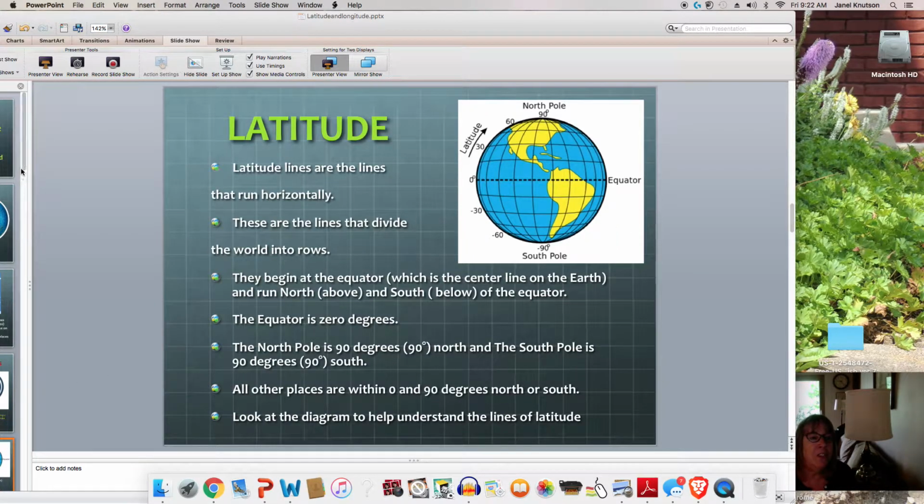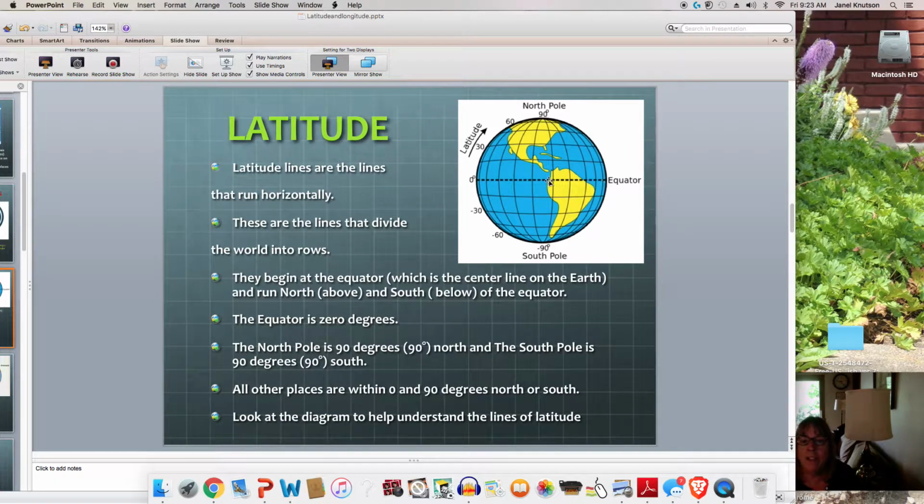Okay, so first we're going to talk about latitude. Latitude is our lines that run horizontally. So the equator is a latitude line. See, it's running horizontally. These are the lines that divide the world into rows. They begin at the equator, which is the center. And above it is north, and below it is south. So if you're measuring anything, you're saying, how far north of the equator is it? Or you could say, how far south of the equator is it?